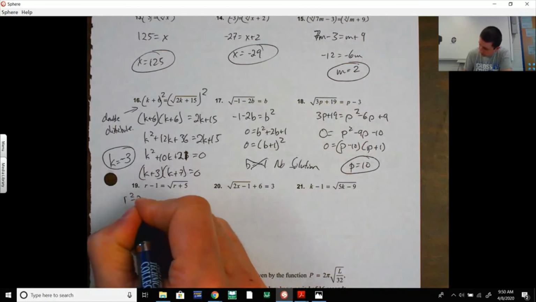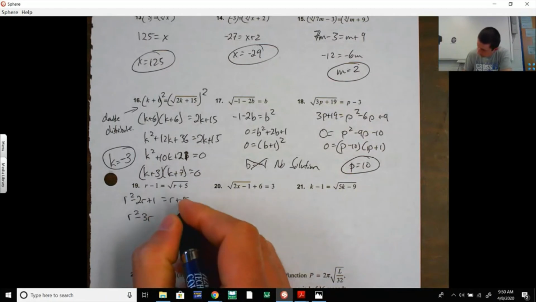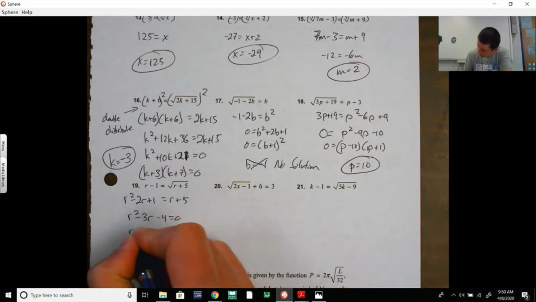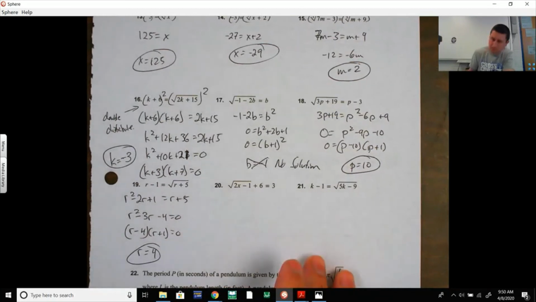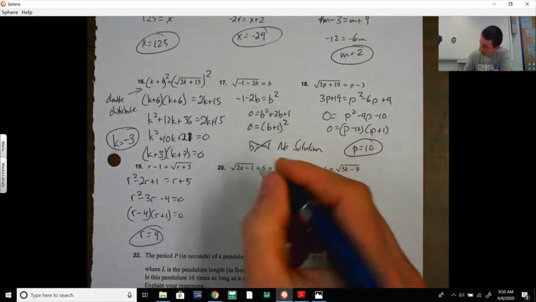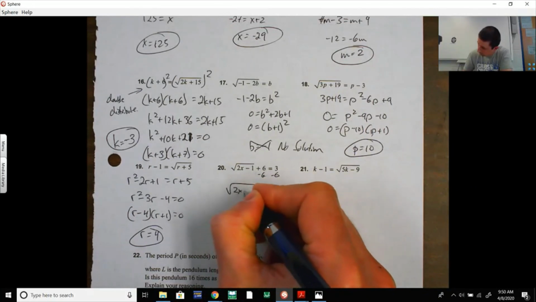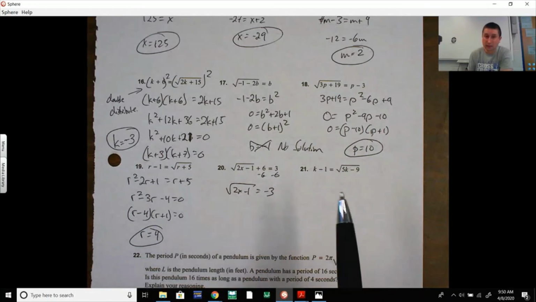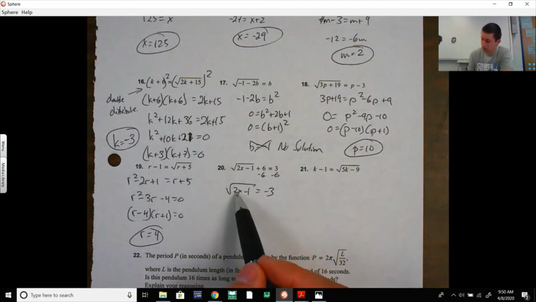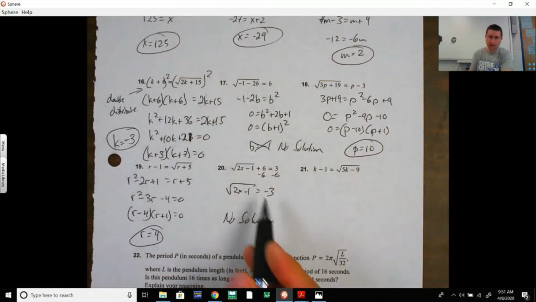R squared minus 2r plus 1 equals r plus 5. R squared minus 3r minus 4 equals 0. So r minus 4 times r plus 1 equals 0. So r equals 4 would be the only one that works there. Usually the positive answer is the one that works. So if you minus 6 over, you get the square root of 2x minus 1 equals negative 3. This one, the square roots have to equal a positive number. Okay? So right here, you know this is no solution, because you can't square a number and get a negative number like that.